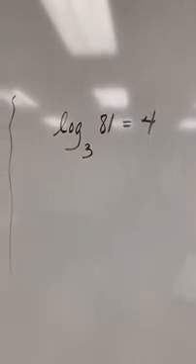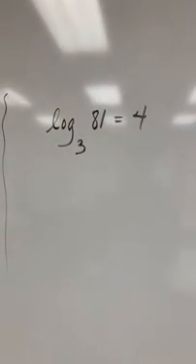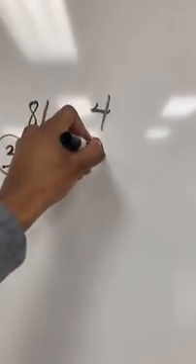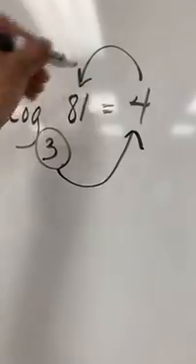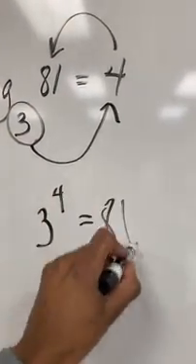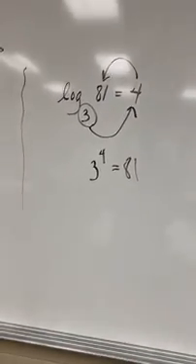All right, so I have log base 3 of 81 equals 4. Log base 3 of 81 is equal to 4. So we start with the 3, raise it to the 4th, equals 81. So 3 to the 4th power is 81, exponent form. That's all you have to do.